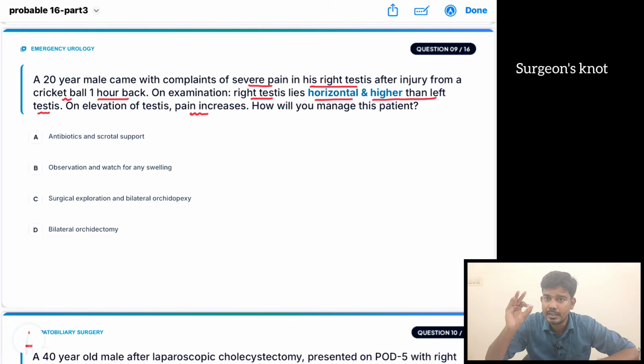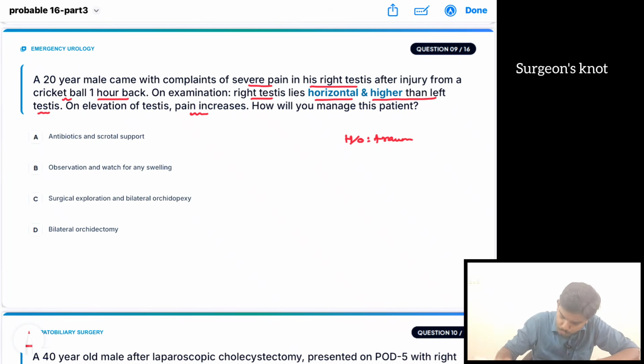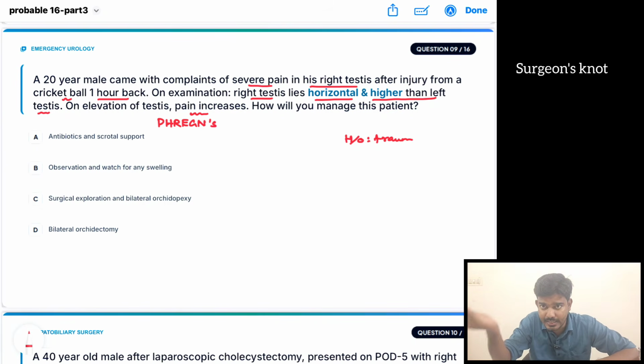What is the diagnosis? Here there is a history of trauma. Also the patient is having severe pain in his right testis. Testicular pain can be either testicular torsion or epididymo-orchitis most commonly. So here we are going to rule out that it is not an epididymo-orchitis and it is a testicular torsion. Here on elevation of testis pain increases. This is called the Prehn sign.